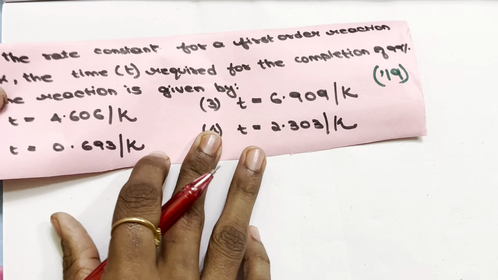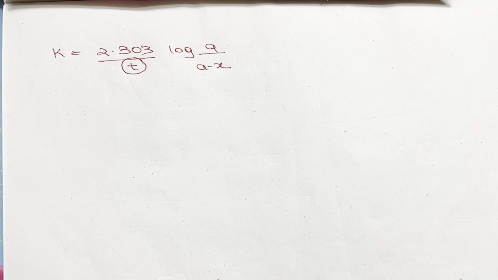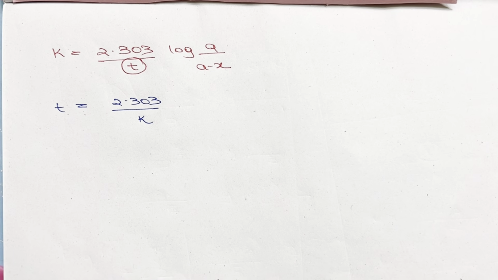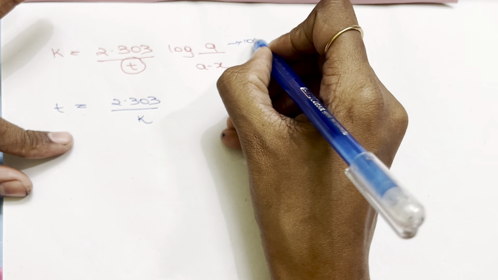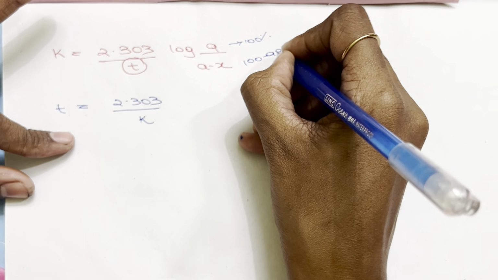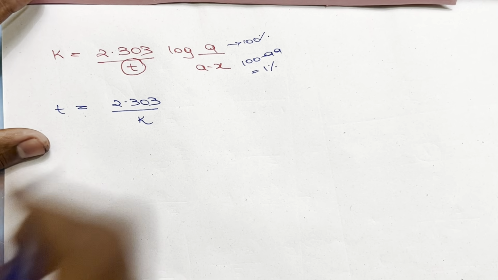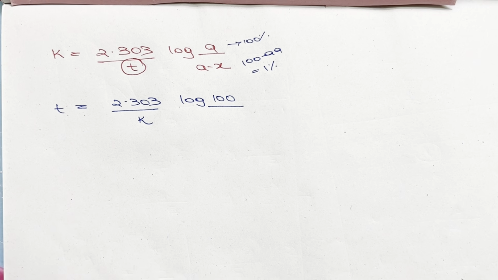So here in this question we are asking the time. We'll take the time here, and the rate constant is given as 2.303 upon K. Now it is asking in percentage. When it is asking in percentage, this A value is your 100% and your A minus X is 100 minus 99, which is your 1%. So we'll write log of 100 upon 1.